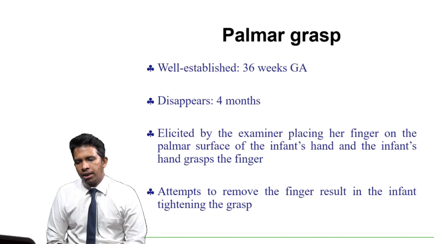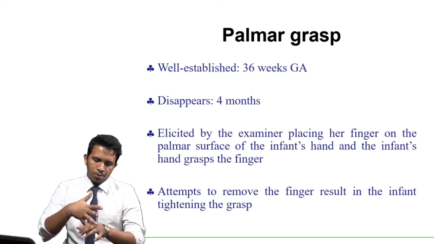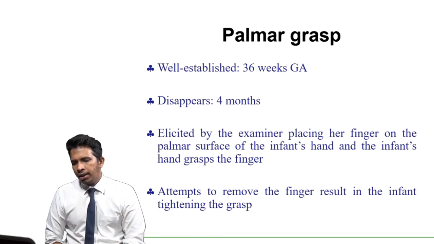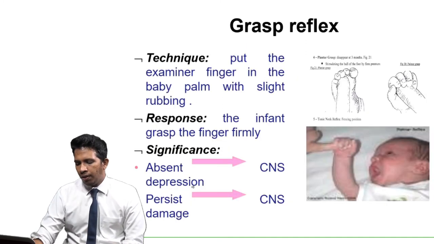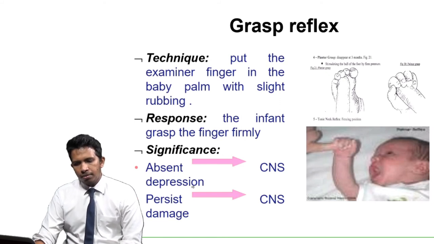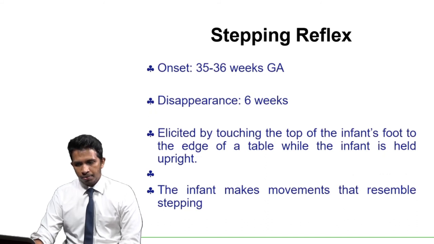Then we have the palmar grasp, which is established after 36 weeks of gestation and disappears after 4 months. It is elicited by the examiner placing her finger on the palmar surface of the infant's hand, and the infant grasps the finger. If you try to remove your finger, the child will tighten its grip and will not let go. So this is how you assess the palmar grasp to see if it's present. There you go. If it's absent, then it suggests CNS depression. If it persists for longer, it means the CNS is damaged.